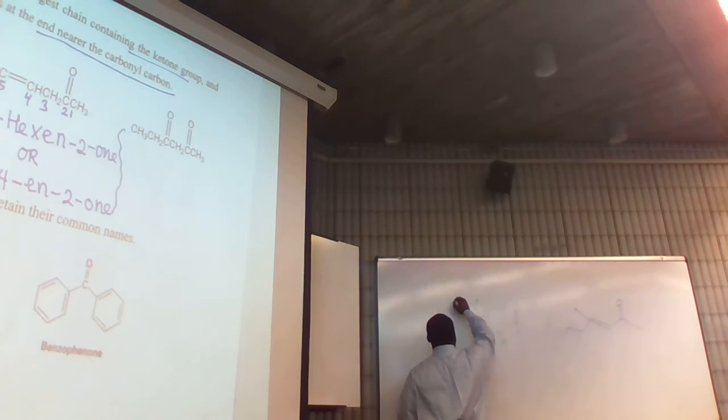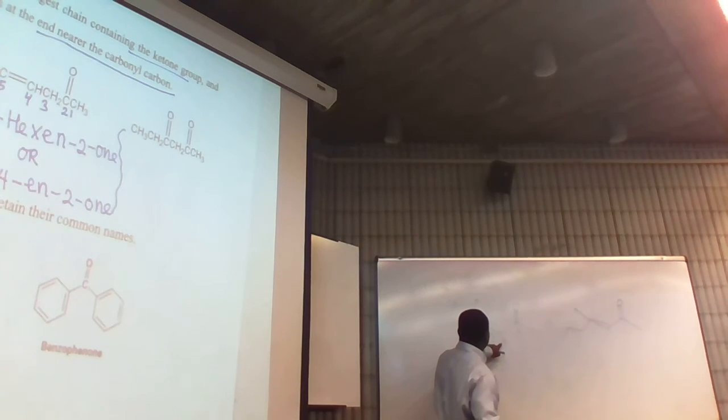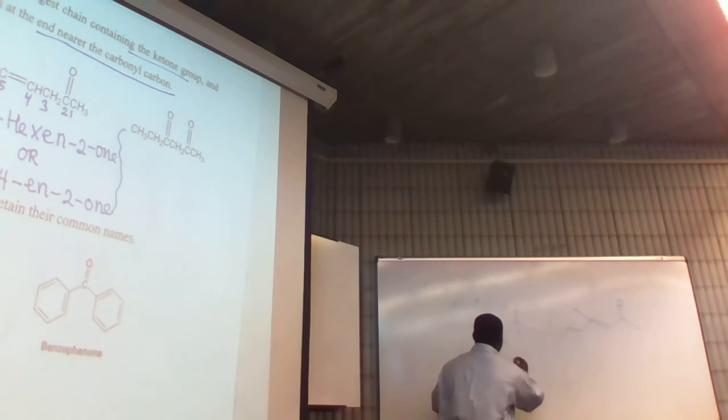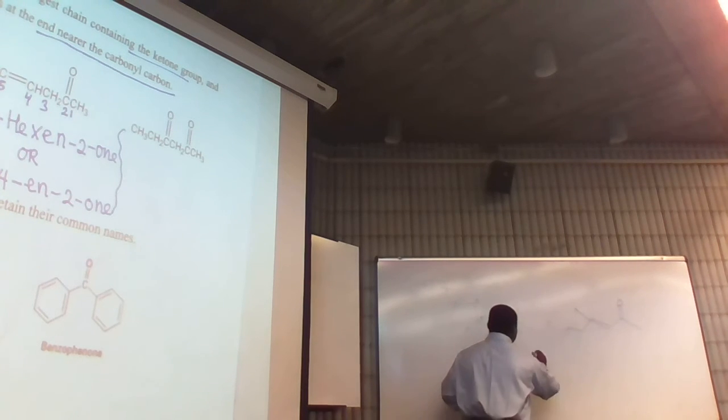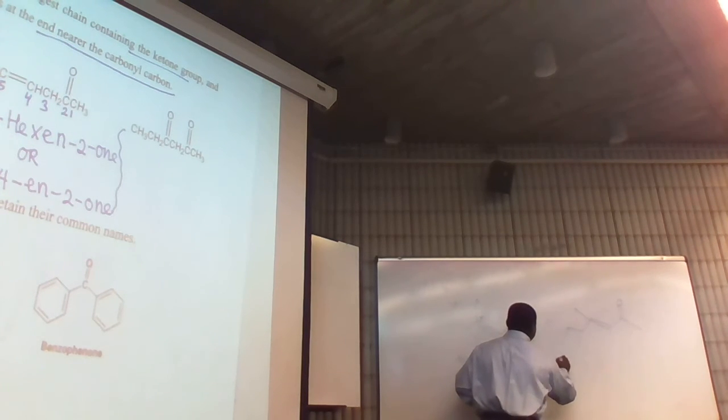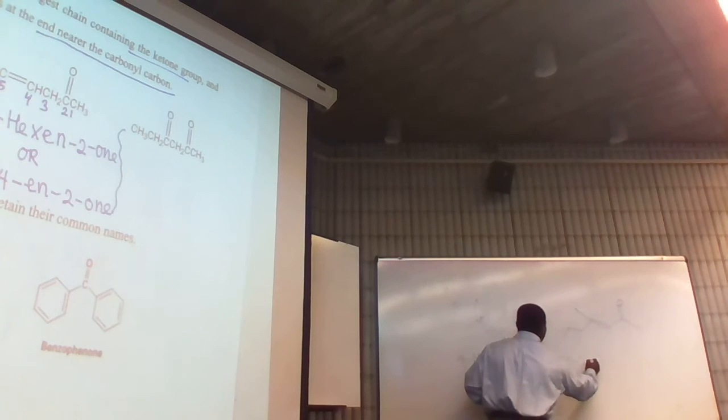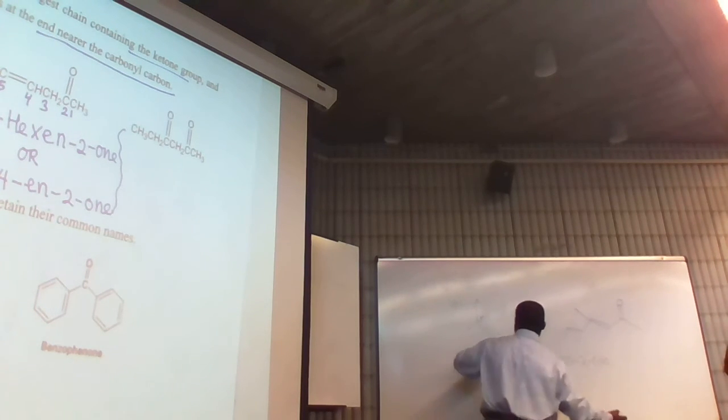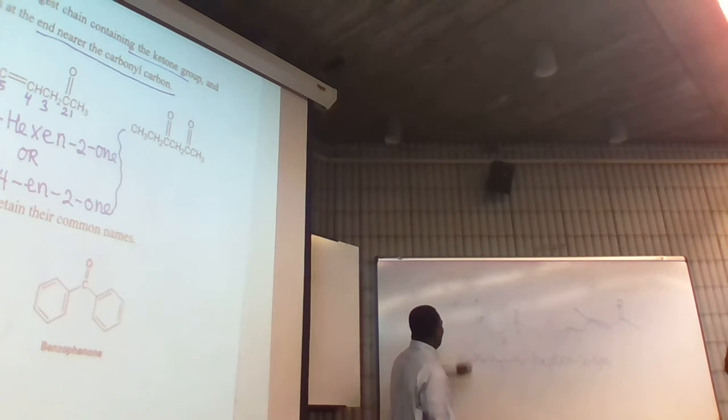Okay, so let's try to name this. 4, 5, 6, 7. You have a methyl at position 4, so it's 4-methyl. Our double bond is at position 3, and there's nothing else. So 7, heptene, and the ketone at 2. But because this is drawn out in skeletal form, we have to indicate the stereochemistry.